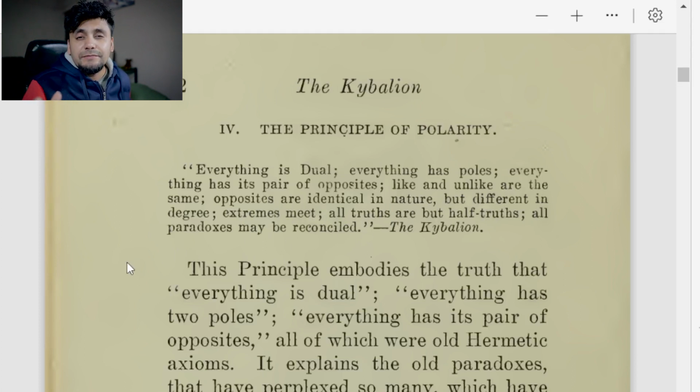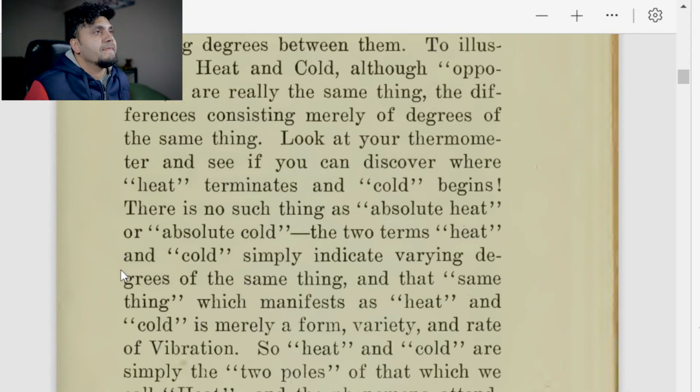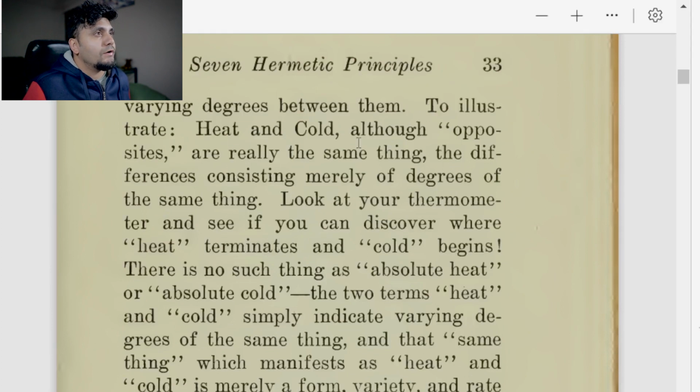I know it sounds a little bit cliche and a little bit like jargon, but stay with me on this. I promise you it's going to make sense here in a second. To illustrate heat and cold, although opposites are really the same thing, the differences consisting merely of degrees of the same thing. Look at your thermometer and see if you can discover where heat terminates and cold begins.